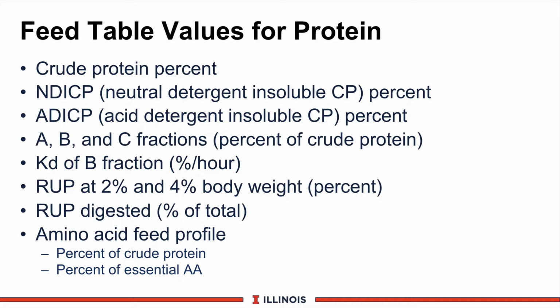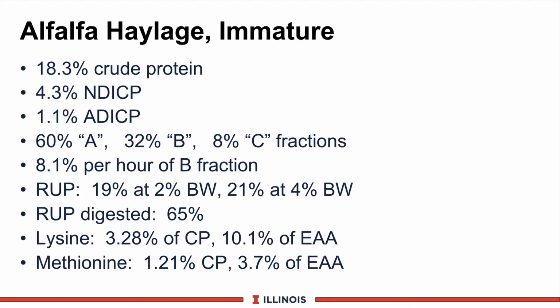For example, meat and bone meal has a lower digestibility than blood meal, and that becomes important as we look at intestinal absorption. And finally, you will have an amino acid profile on that feed expressed two ways, percent of crude protein and a percent of essential amino acids. This is on every feed in the table. So let's look at an example.